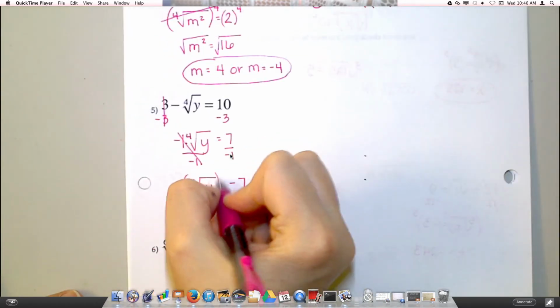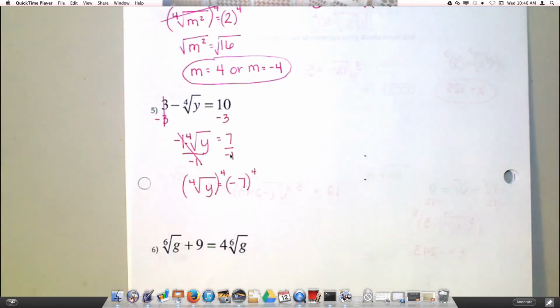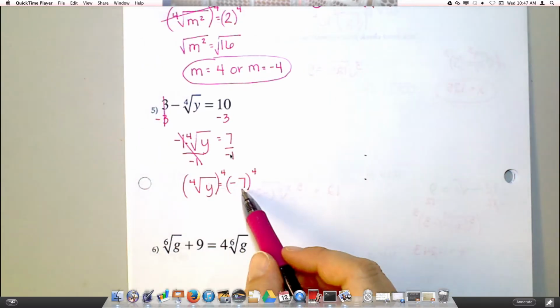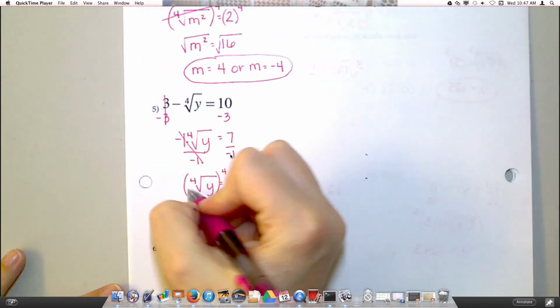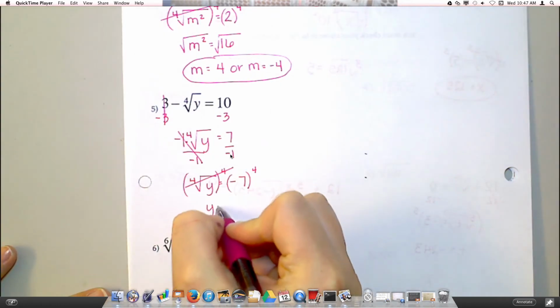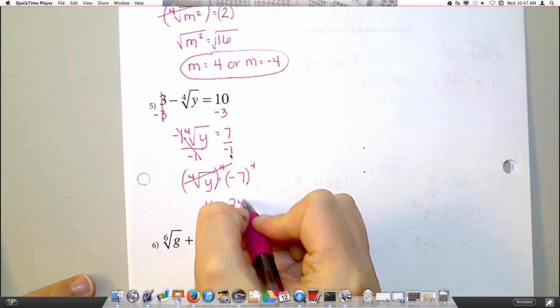Now is when I would raise to the 4th power. And this is almost always where you're going to end up with some sort of extraneous solution. So we've got to be careful with this one. When you've got a negative number or a number that has switched signs, and then you're raising it to an even power, it cancels out that negative that it used to be, and it might mess up your problem. Did you put that negative 7 in parentheses? You have to put it in parentheses anytime you raise it to a power, but especially an even power, because that should come out positive. It should be positive 2,401.